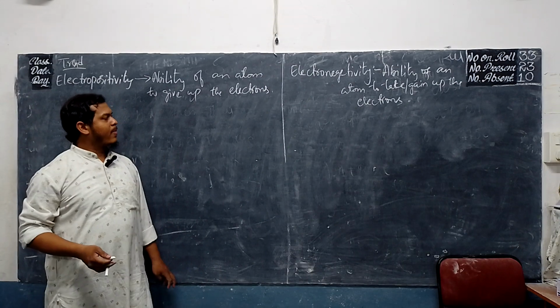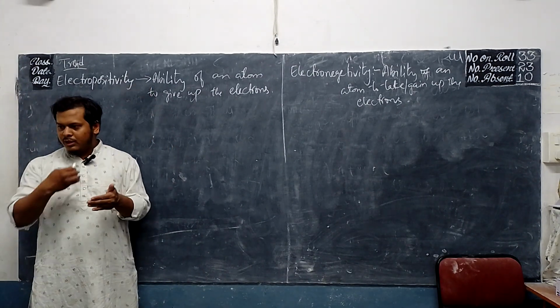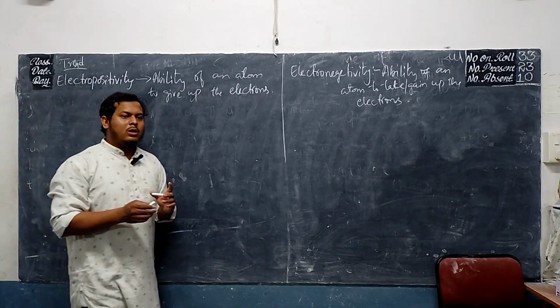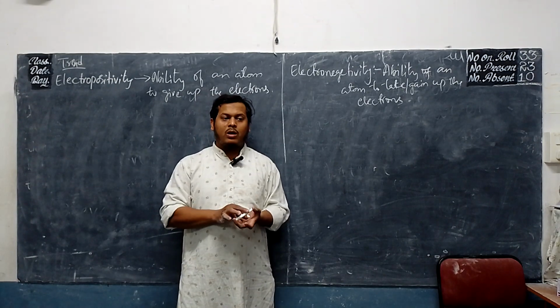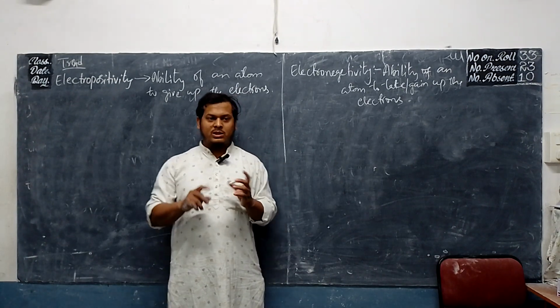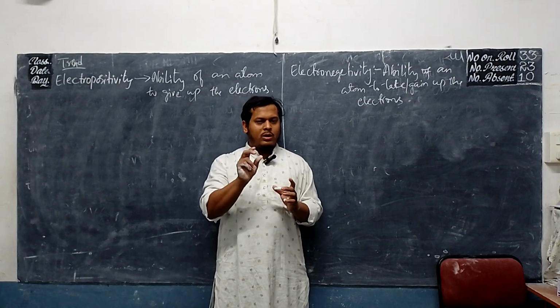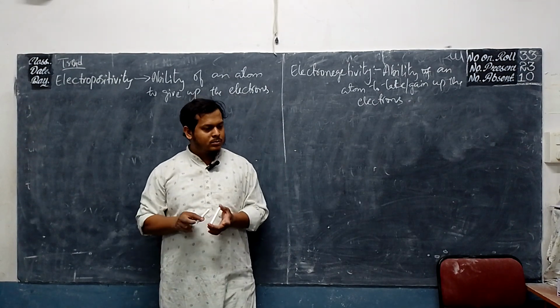Now listen here. Electropositivity means the ability to give up an electron. My question is, which atom will give up the electron readily? Smaller atom or larger atom? Smaller, larger means here atom with lower number of shells or atom with more number of shells?